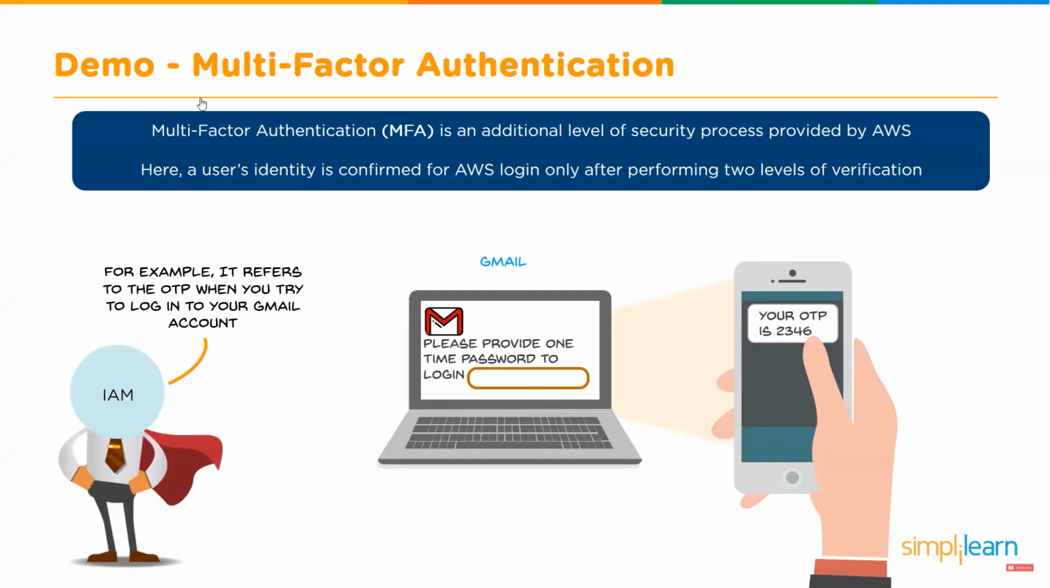Before that, let me talk to you a bit more about multi-factor authentication. Now, multi-factor authentication is an additional level of security process. It's provided by AWS. Here, the user's identity is confirmed only after the user passes two levels of verification. One being the username and password, and another being an OTP that gets generated. In this case, it's the mobile phone. It could also be an RSA token key that generates the one-time password. That's possible as well. But in this case, it's the mobile phone.